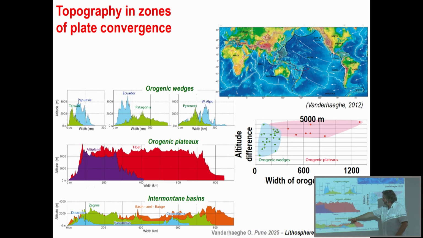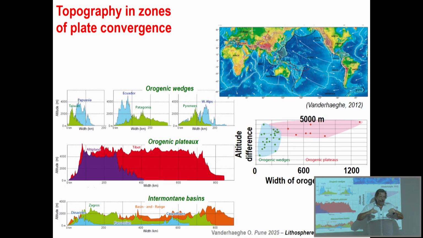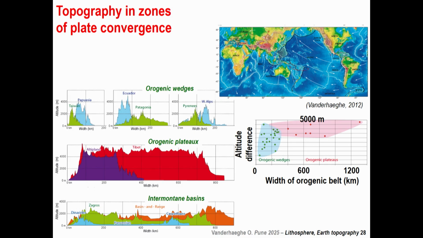And more surprisingly, there are intermontane basins. The Basin and Range that I talked about, but it's also the case in the Pannonian basin between the Dinarides and the Carpathians, and also in the Zagros, you have basins, low topography, surrounded by high mountains. So that's surprising. And if we look at the altitude difference between different orogenic wedges, as a function of the width of the orogenic belt, all the squares here are the orogenic wedges in green, and you see that there is somehow a correlation between altitude and width, up to something about 5,000 meters, and then there's no longer a correlation between altitude and width. This corresponds to the wedge plateau transition.